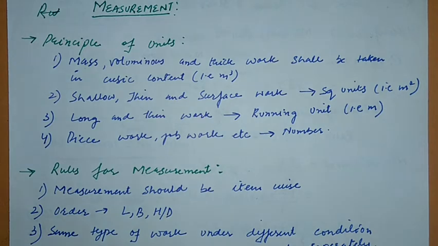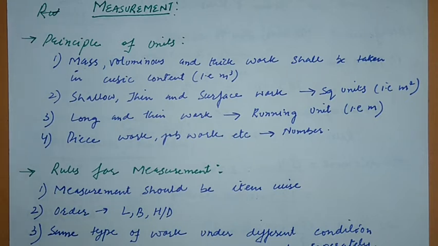Today we are going to start the new chapter known as measurement. In this chapter we will see the two basic methods of taking out the quantity. One is known as the long wall and short wall method, and the second one is known as center line method. Before coming to those methods, we need to understand certain things, like what are the principles of units, what are the rules for the measurement, what should be the degree of accuracy, what are the different types of forms available to us, and what are the different methods of making an estimate. All these things will be discussed in this chapter.